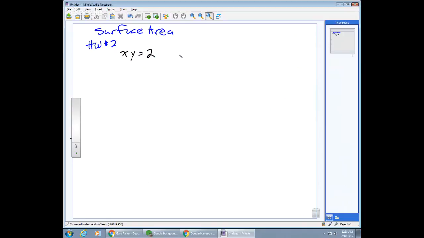xy equals 2, yeah. So y is between 1 and 3? And we're going about the y-axis. Okay, so that means we want to write this x equals, probably. So x equals 2 over y. And alternatively, we know that y equals 2 over x.